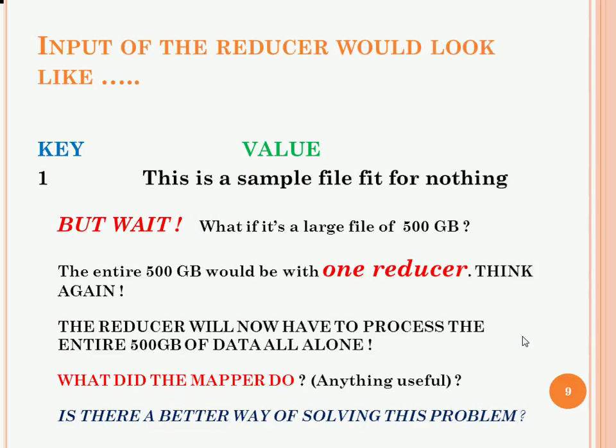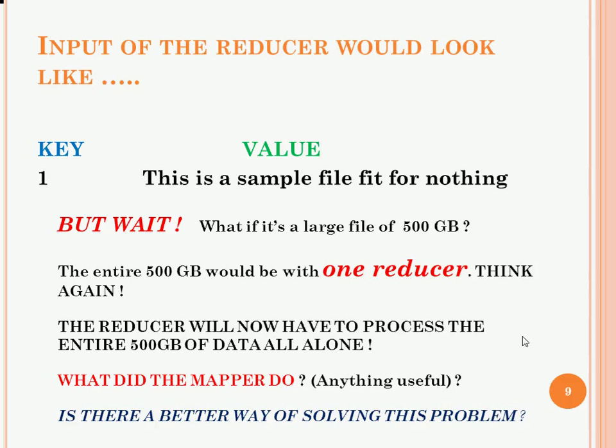But wait, what if the input file is actually of size, say, 500 GB? Now, according to the programming logic we have adopted here for MapReduce, the entire file of 500 GB is now going to be a single line in the key value pair of the input file to the reducer. I mean, as the input file to the reducer, not the output file.